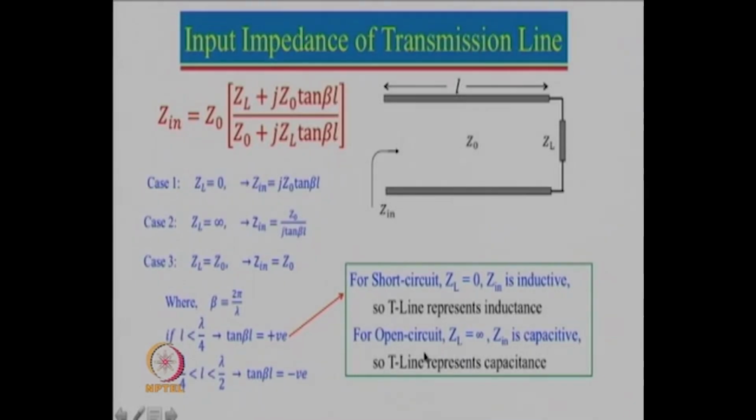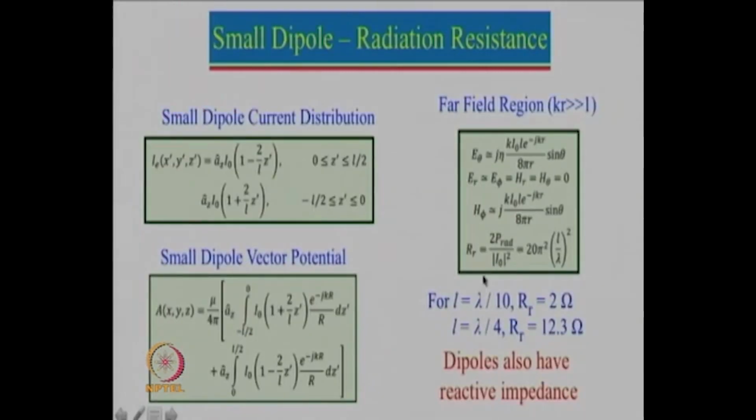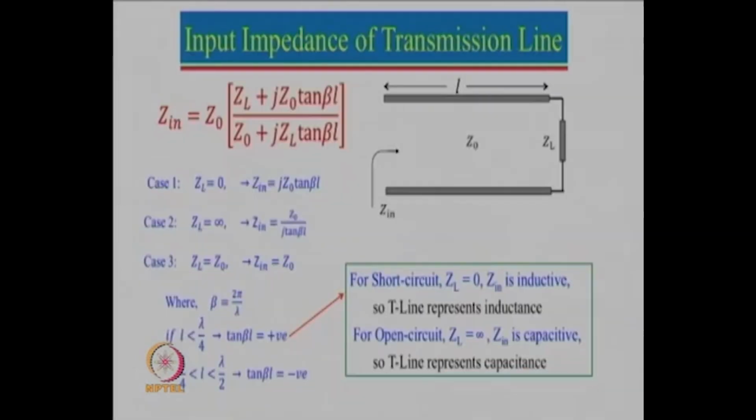And for open circuit ZL is infinity. So, we can see from here, if it is infinity and this is positive, this will be capacitive. That means an open circuit line here which is small will have a capacitive nature. So, a small dipole antenna will in reality have a small radiation resistance along with a capacitance which is associated with this transmission line.